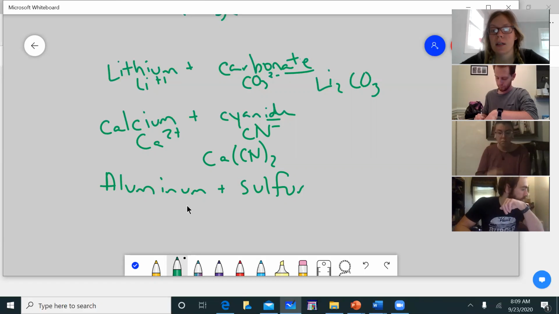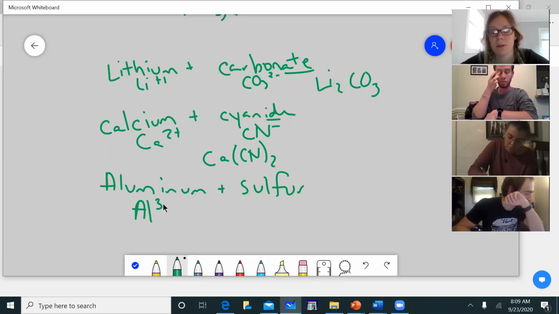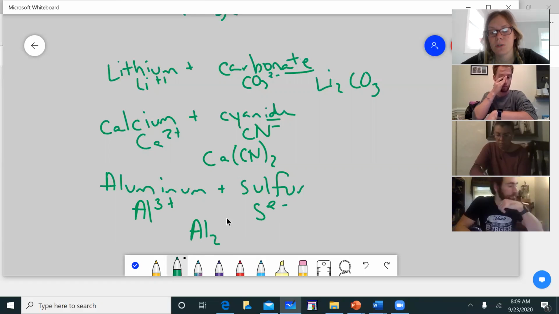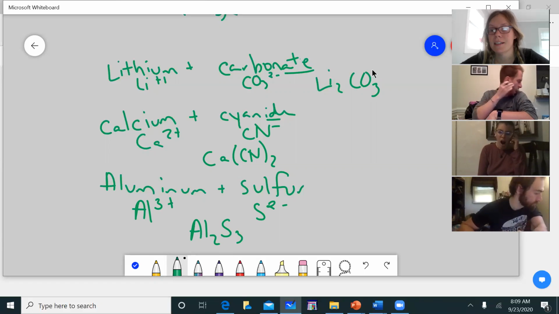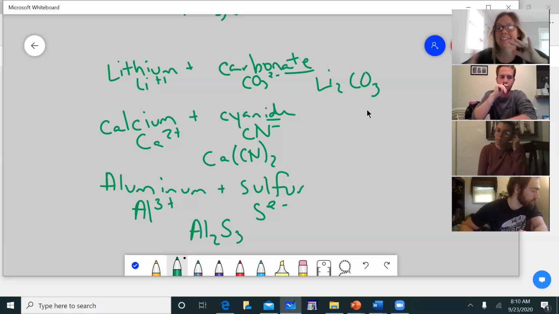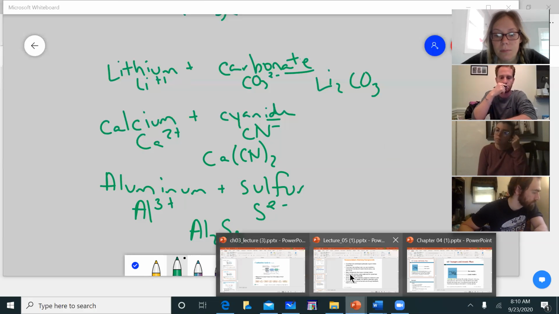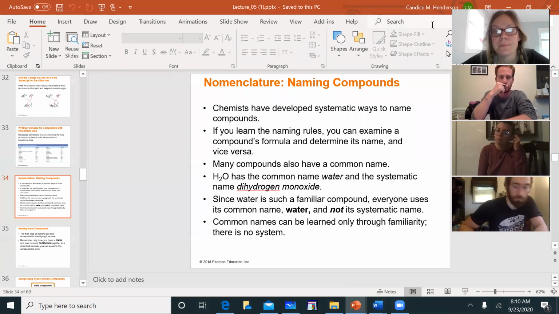This last one is not even dealing with a polyatomic ion. It's aluminum, Al with a 3 plus, sulfur with a 2 minus, and we flip flop: Al2S3. Okay. So hopefully that feels easy. I want each of these steps to feel easy, because once they all get thrown together, it gets more complicated. So, back to the slides.